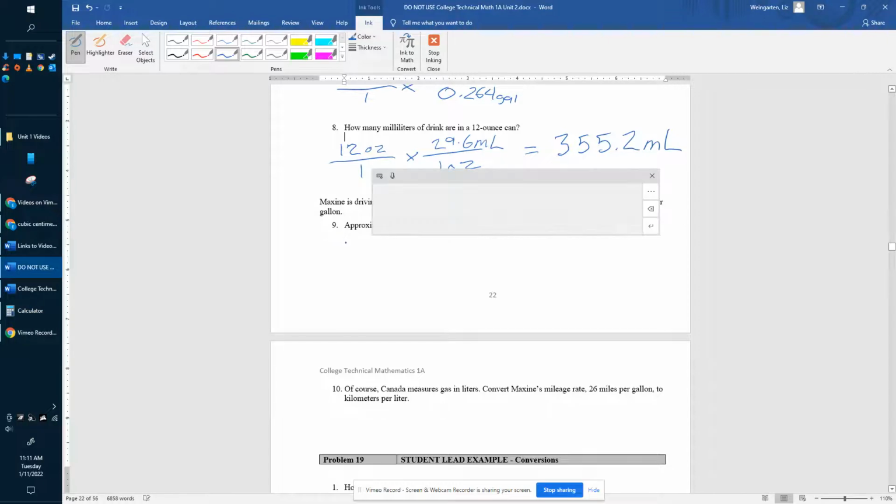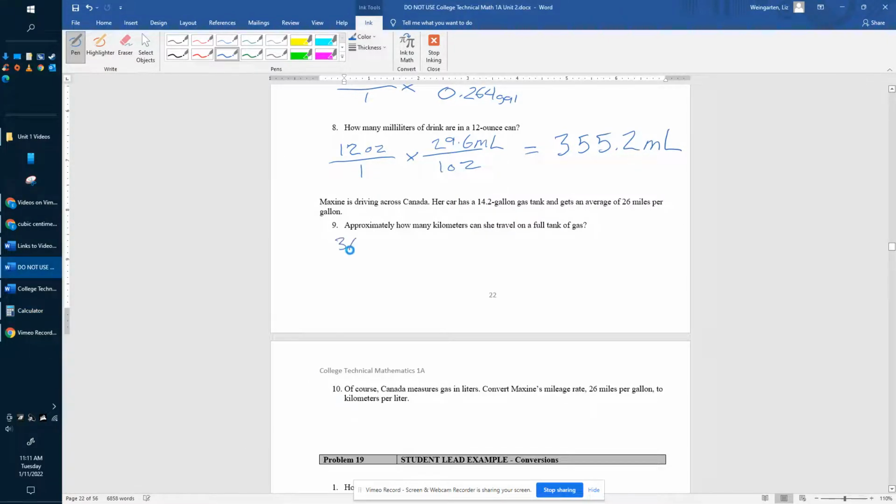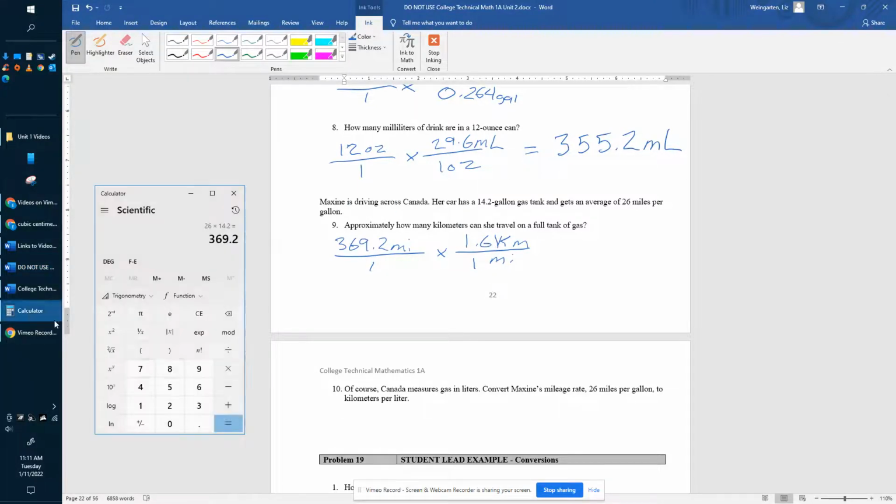So we need to figure out how many kilometers that is. 369.2 miles. You're going to need miles on the bottom, kilometers on top. For 1 mile, there are 1.61 kilometers. So we'll take that number, multiply it by 1.61. And we get 594.412.